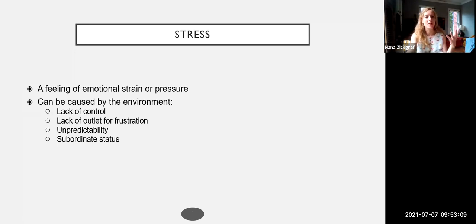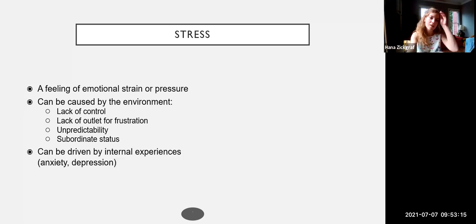Obviously, as humans, we all kind of know what are some of the human-specific causes of stress in our modern environment. Stress can also be driven by internal experiences. So having psychopathology is stressful. Anxiety and depression are often precipitated by stress, but the experience of these negative emotions also causes subsequent stress. And as we talked about in the depression lecture, this is one of the perpetuating factors of depression.